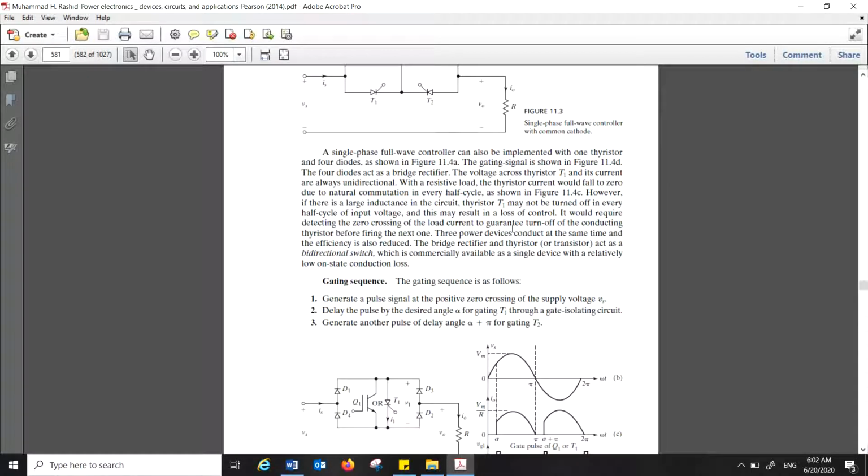The voltage across thyristor T1 and its current are always unidirectional. With a resistive load, the thyristor current would fall to zero due to natural commutation in every half cycle.